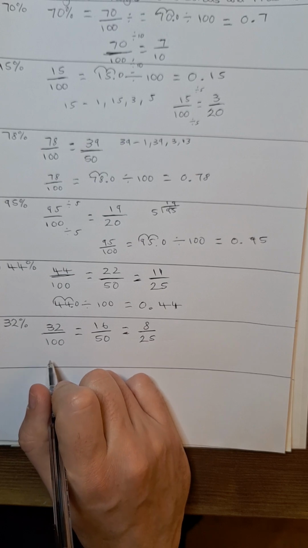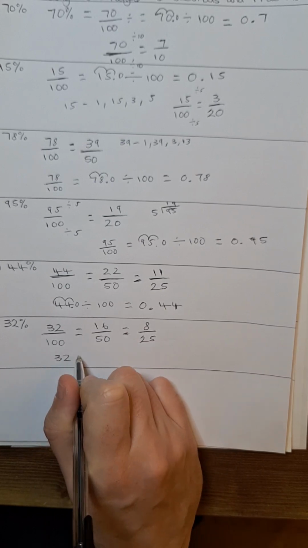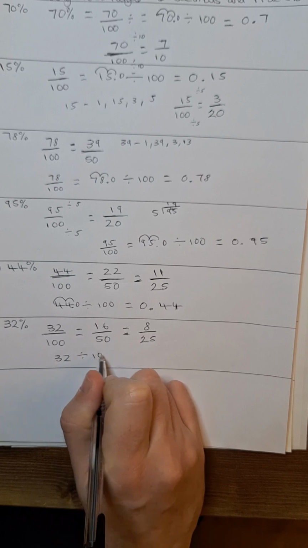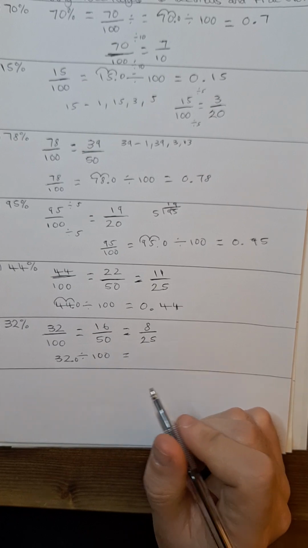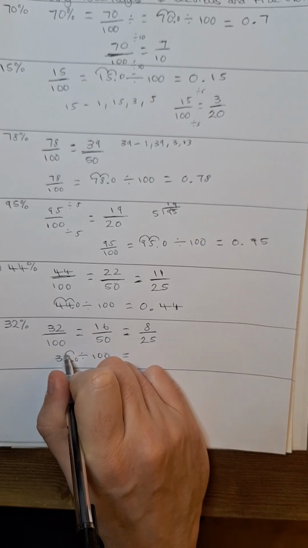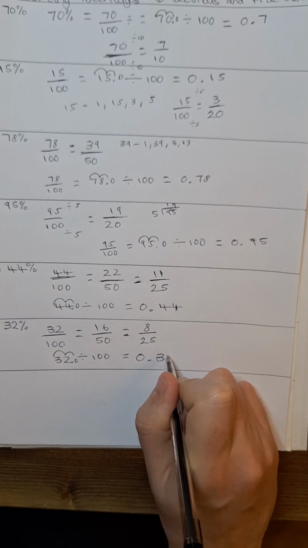Therefore, to get 32 over 100 to a decimal, we simply do 32 divided by 100, and we move our decimal point 2 places to the left, which equals 0.32.